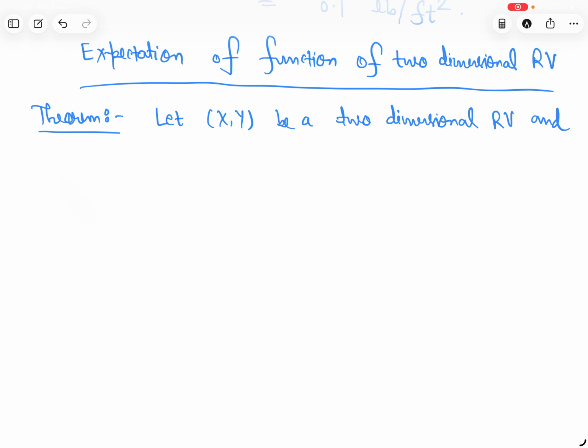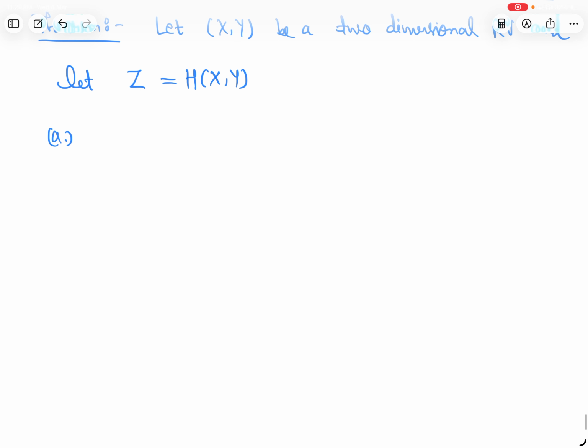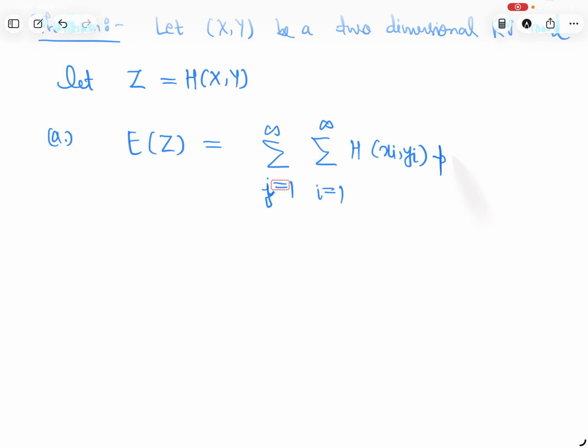Theorem. Let (x, y) be a two-dimensional random variable. Okay. And let z is equal to h(x, y). Then what will be this, expectation of z? What will be this? The sum over j goes to 1 to infinity, i goes to 1 to infinity, h(x_i, y_j) p(x_i, y_j). Okay. So the joint probability mass function will be given to you.